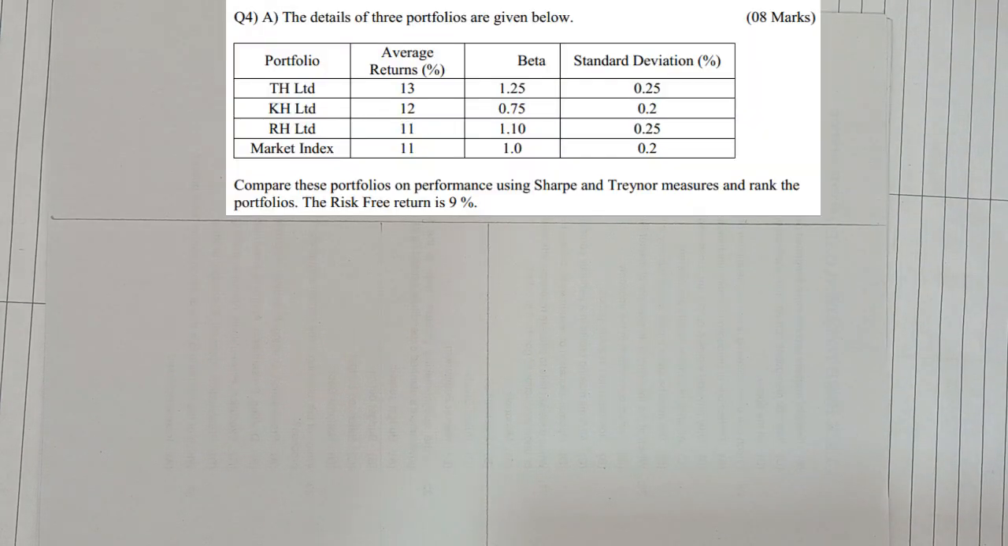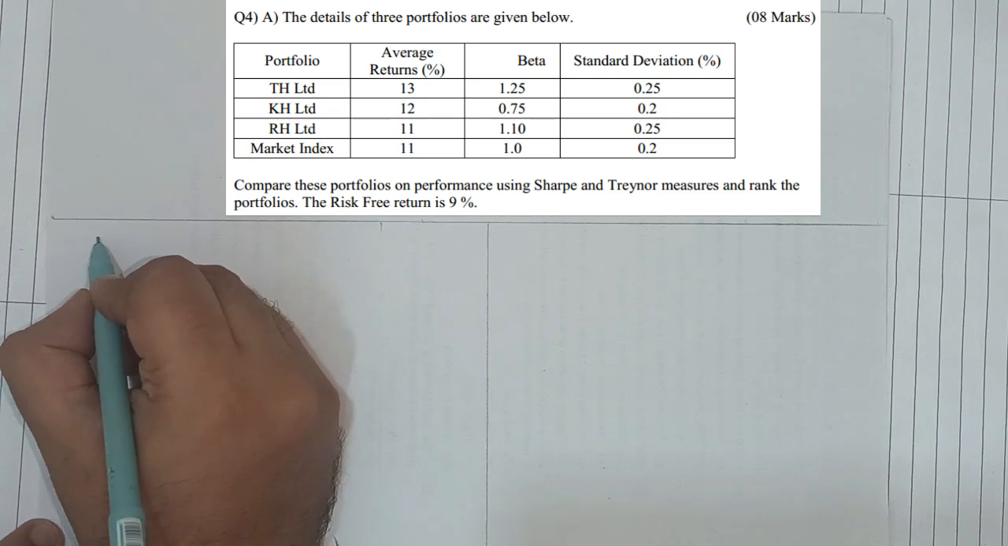Now the next question is question number 4A. The details of 3 portfolios are given below. They are giving you portfolio average return, beta, standard deviation. Compare these portfolios on performance using Sharpe's and Treynor's measure and rank the portfolios, and the risk-free return is 9%. Okay, chalo. So we'll start with Sharpe's measure first.